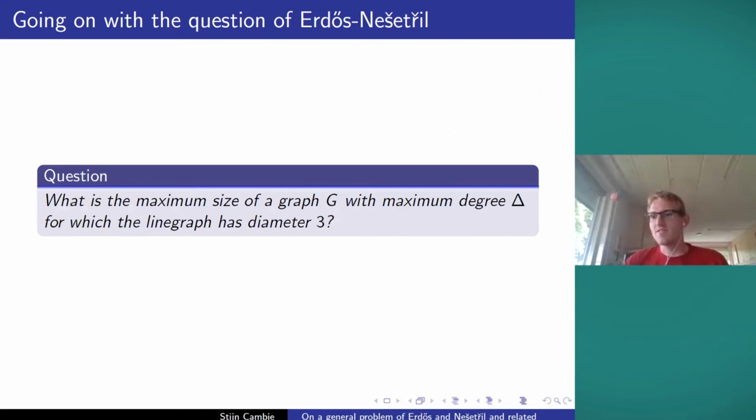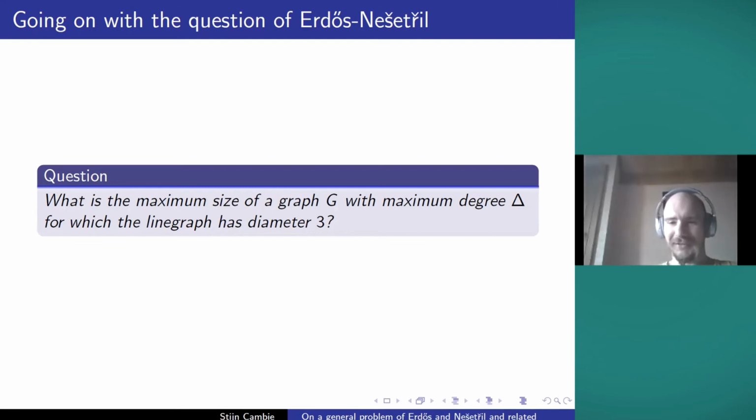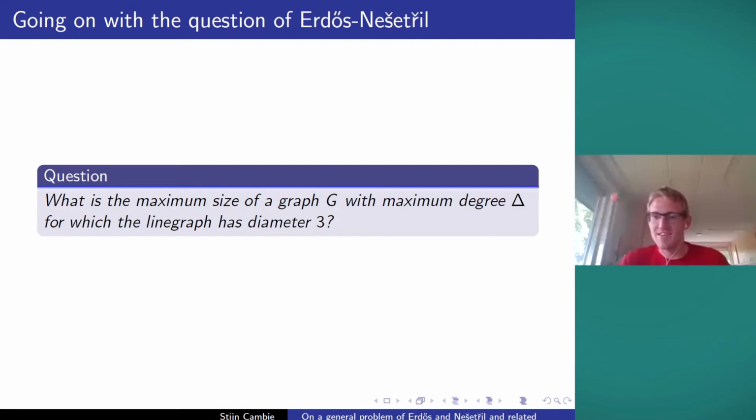Now, in the case of t equals 2, we have seen that there is a nice construction, the blown-up C5. But for t equals 3, has anyone some intuition, some guess about the extremal graph, once we know the line graph has diameter 3 and the maximum degree is delta, where delta is more general? A blow-up of a 7-cycle. That's an option, and at least it satisfies the conditions.